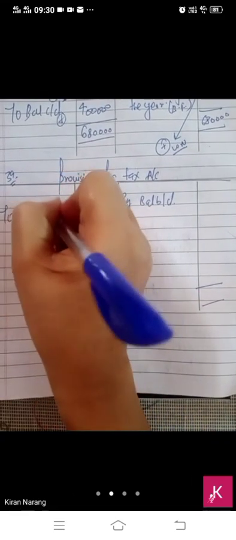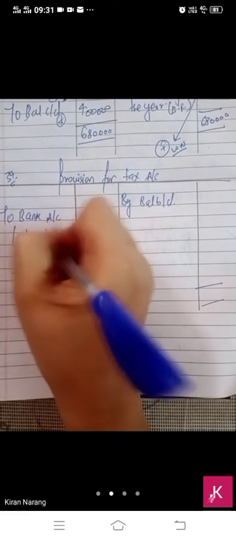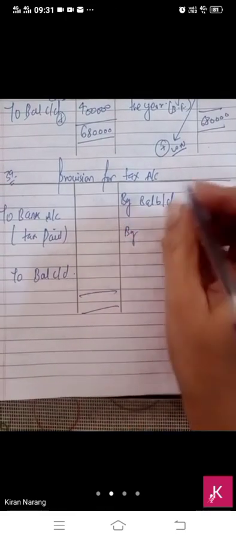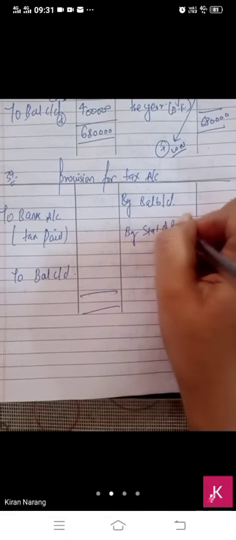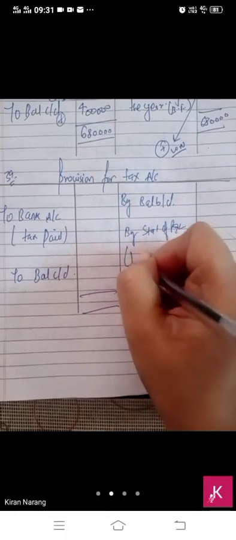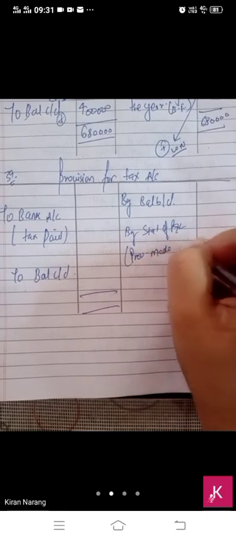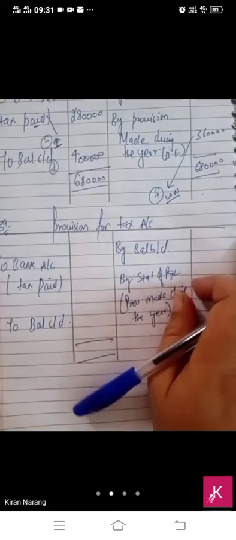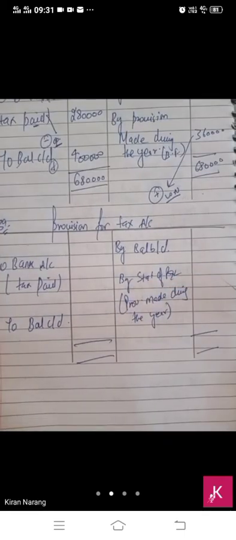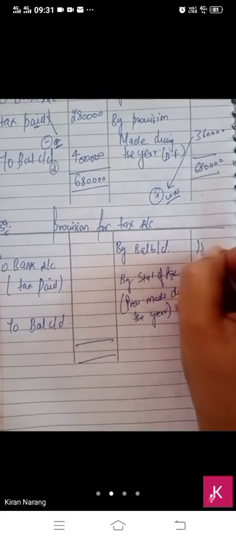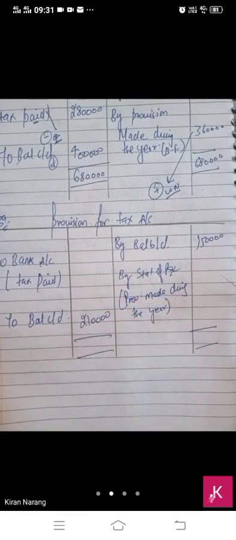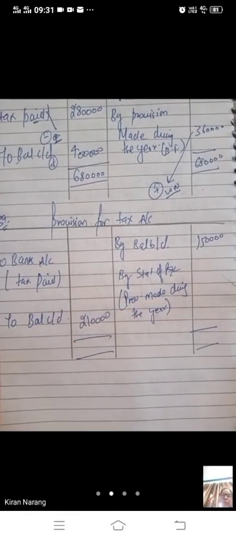To bank account, tax paid during the year, and then here we can also write statement of profit and loss. Statement of profit and loss, but in brackets we will write provision made during the year. So two values are given to you. 1,50,000 was the opening balance and 2,10,000 was the closing balance. And at the end, additional information is also given: provision for tax made during the year.